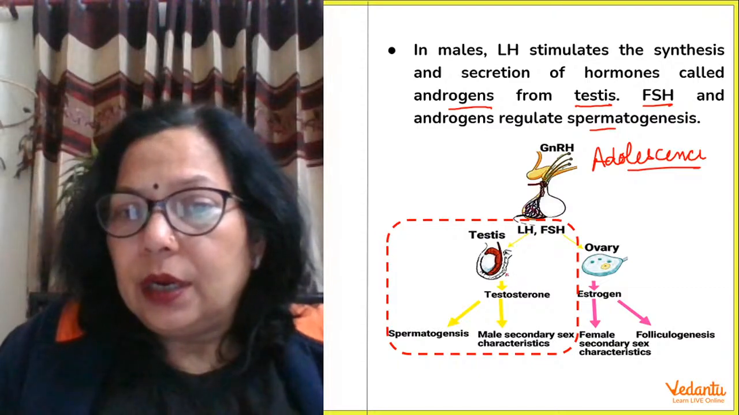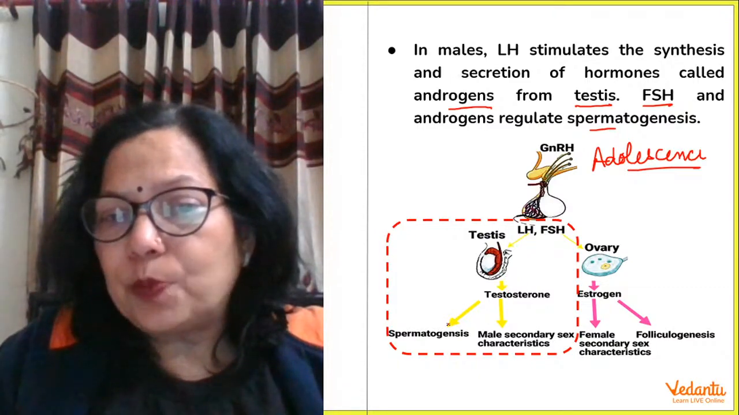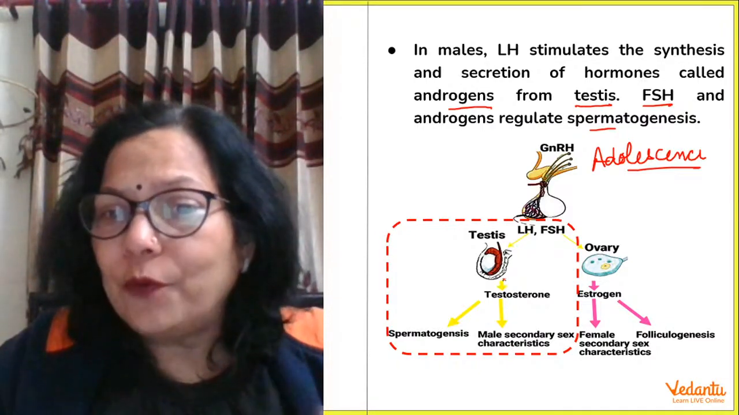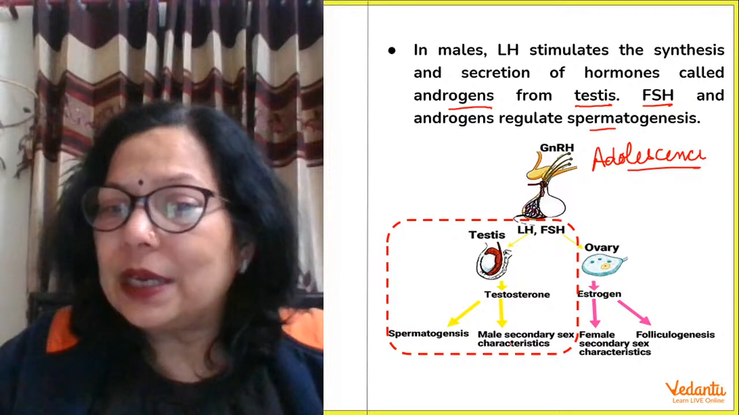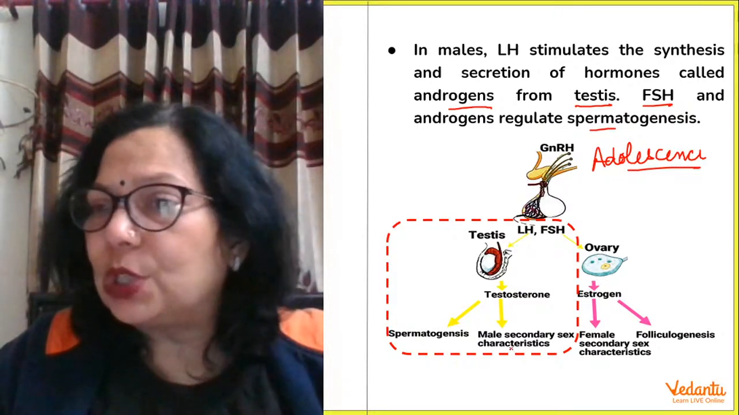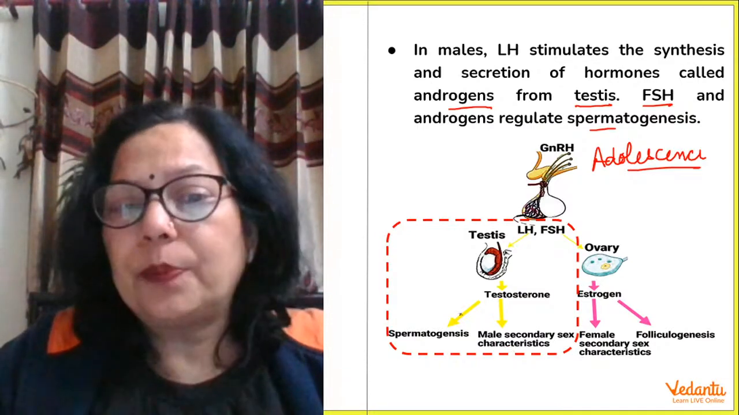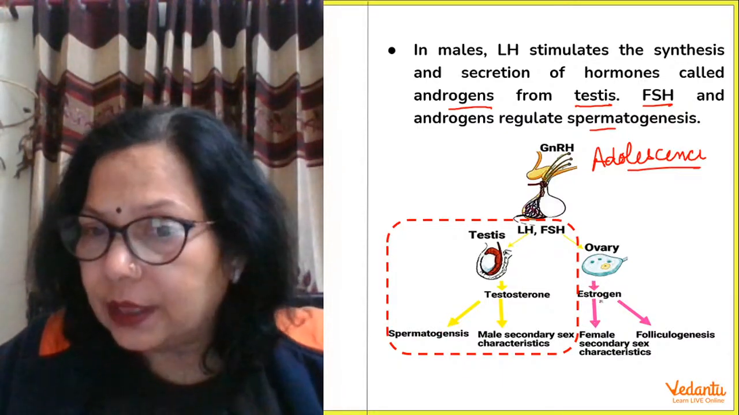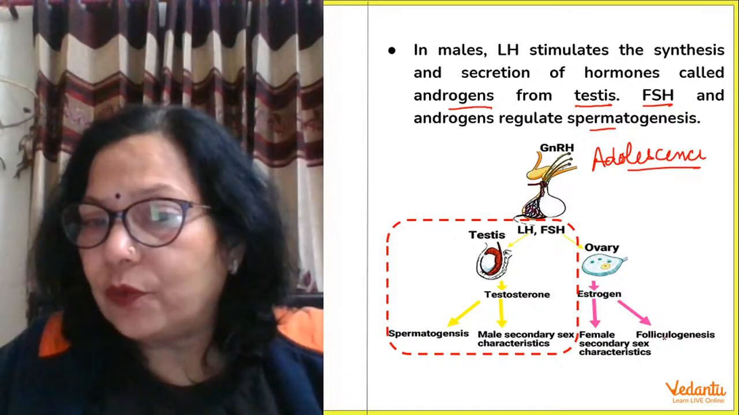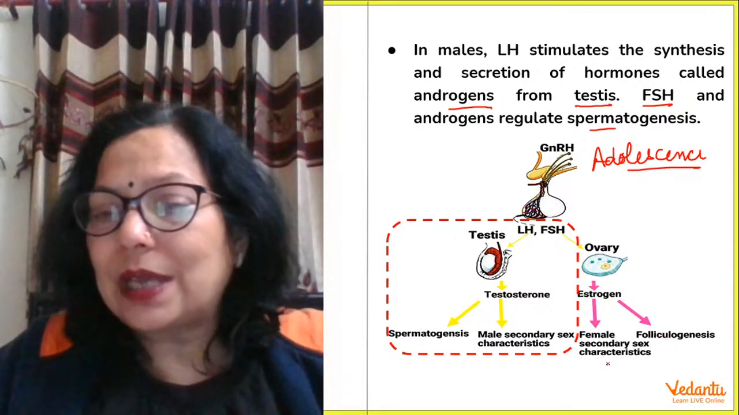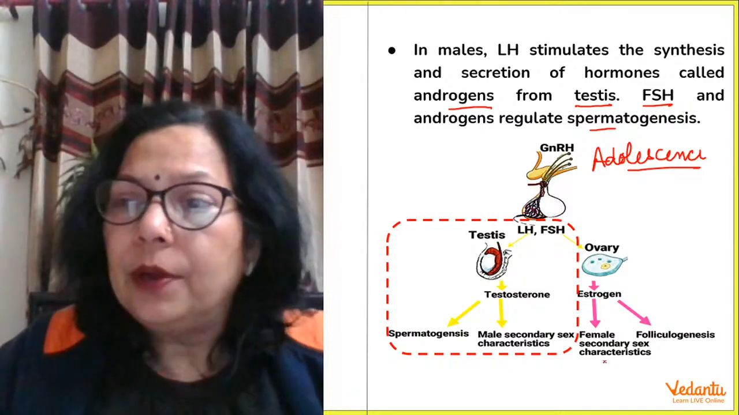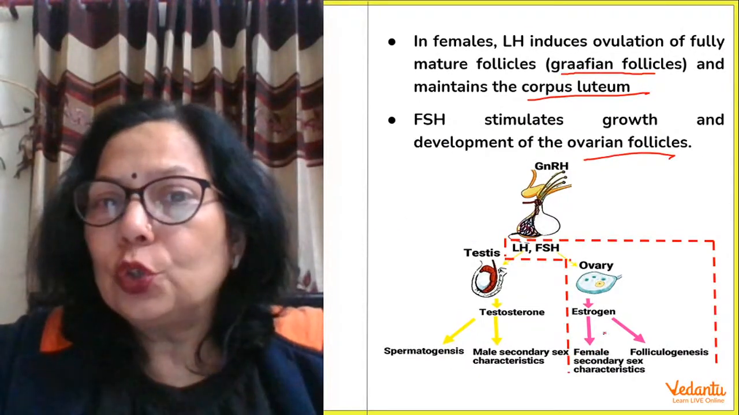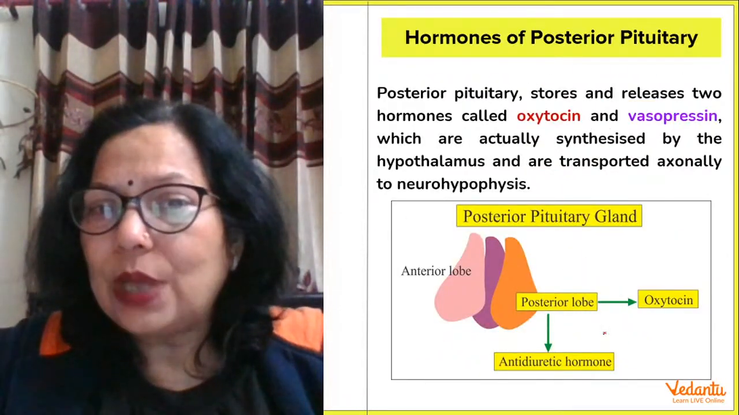See here, testosterone has two functions: spermatogenesis, meaning sperms will be formed, and male secondary sex characters, such as the production of moustaches and beard. The ovary's oestrogen hormone controls folliculogenesis, meaning production of ova, and female secondary sex characters, for example development of breasts and other sexual characters, right? You will read this in adolescence when you get to that.